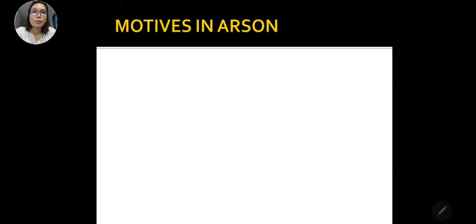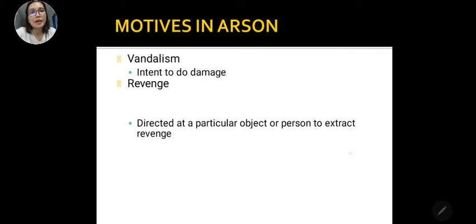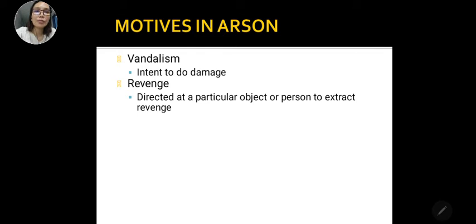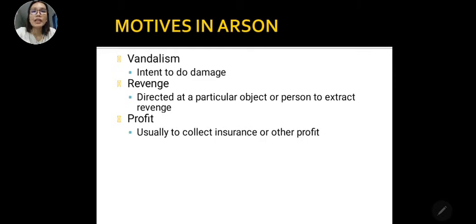So, what are the possible motives in arson? So, pwedeng vandalism, gusto lang makagawa ng damage, revenge, directed at a particular object or person to extract revenge, profit, usually to collect insurance or other profit. Yun yung sinasabi ko kanina. Bakit nagpupush ng arson yung ibang tao? Minsan din naman, it can also be because of an extremist action or it can be because of an act of terrorism.